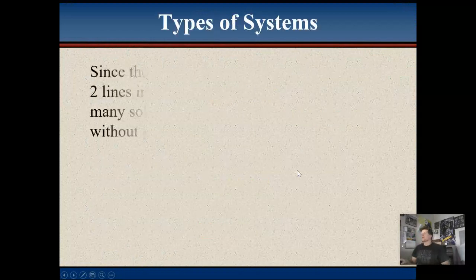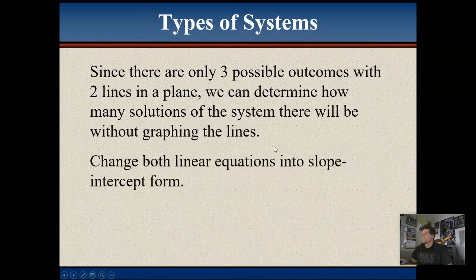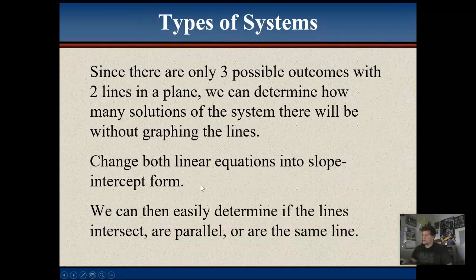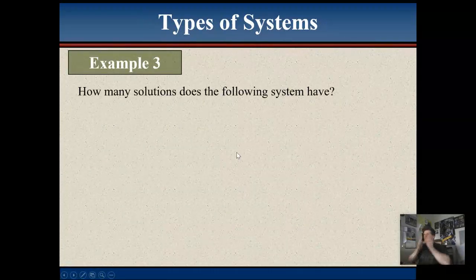So let's look at an example with that. To do so, without having to graph it, we could just change them into our slope-intercept form. And then from that form, we could see what kind of slope we have, and we could tell if it's the same line, if it's a parallel line, or if it is a different line. So here's example number 3.